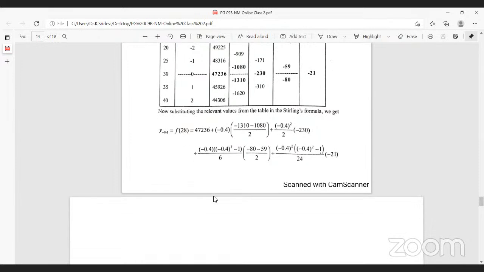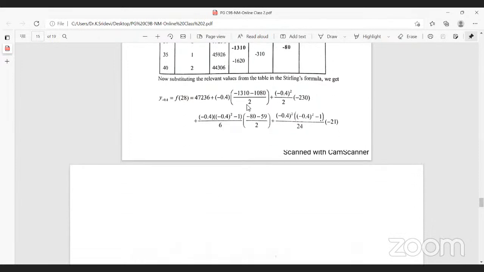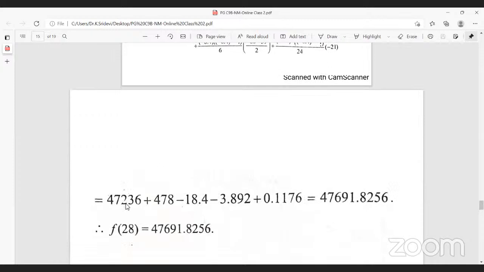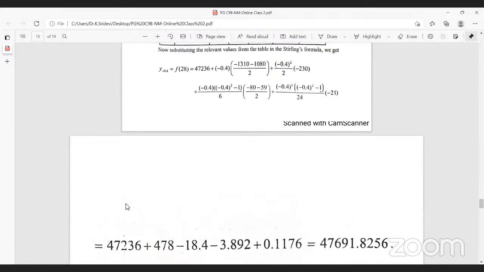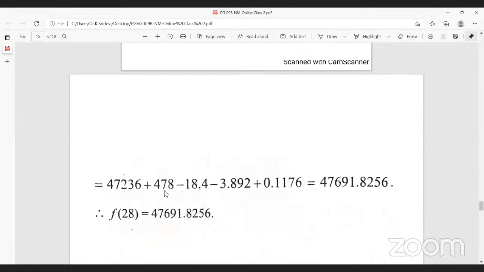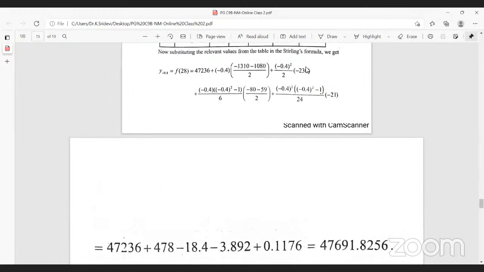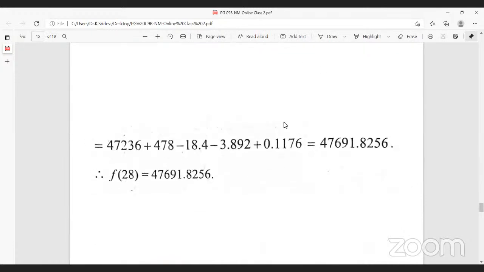And now simplify this expression. Okay. So what is the first expression? 47,236 plus, if we simplify this one, you can get this value. And then you can simplify the next term by using the calculator. You can get this value. And then this value gives 47,691.8256. So our required value is this one.